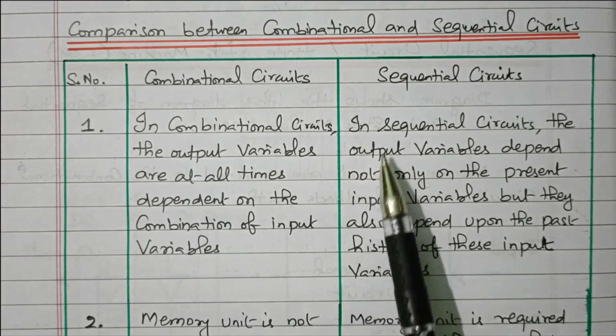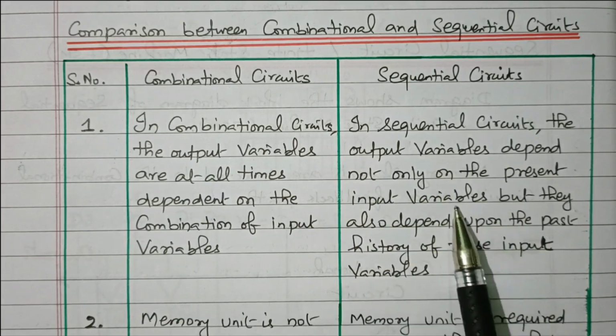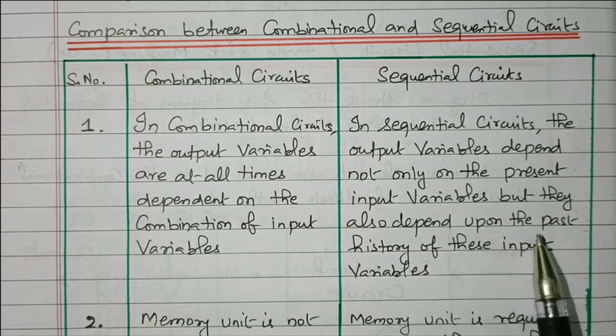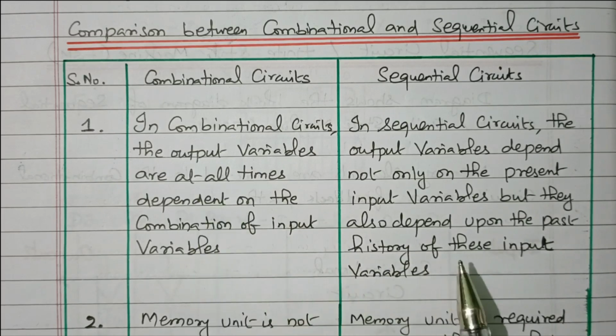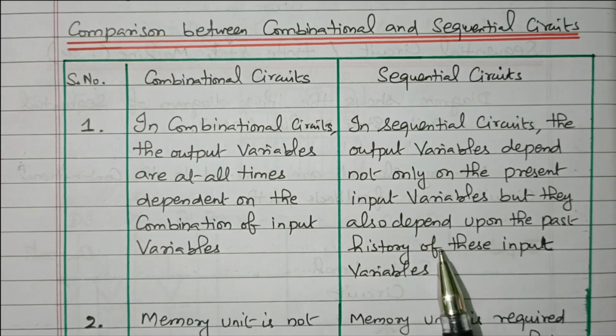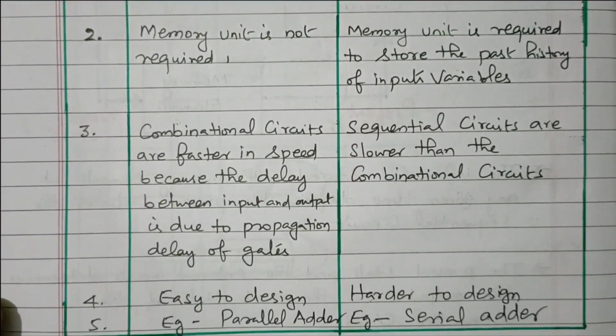But in a sequential circuit, the output variable depends not only on the present input variable, but also upon the past history of these input variables. So here, output not only depends upon the input, but also upon the previous state of this circuit. That also decides the next output, which is called the next state. That depends upon the previous state and inputs. Then you see the remaining comparisons.